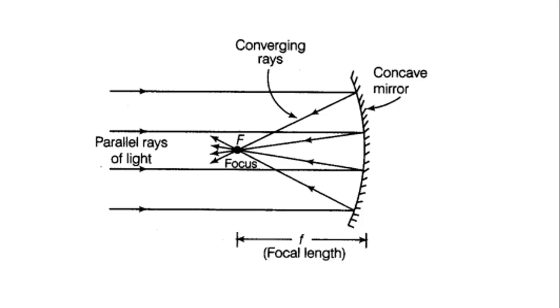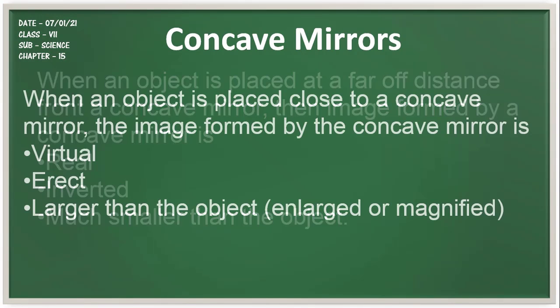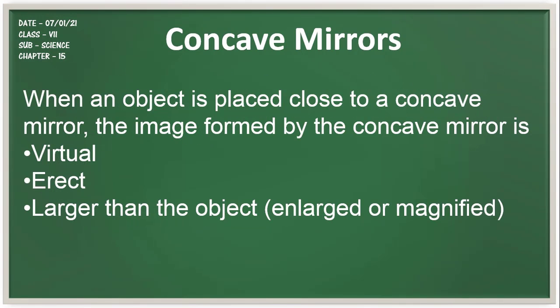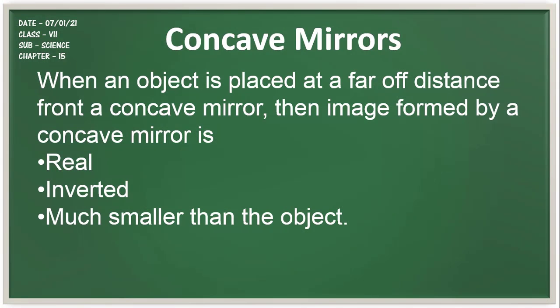The image formed by concave mirror is much smaller than the object in real, and when an object is placed at far off distance from a concave mirror, then the image formed by concave mirror is real, inverted and much smaller than the object. And when an object is placed close to a concave mirror, the image formed by the concave mirror is virtual, erect and larger than the object.